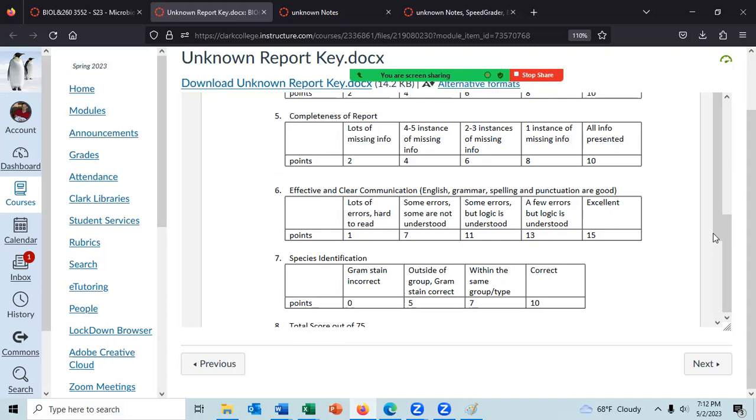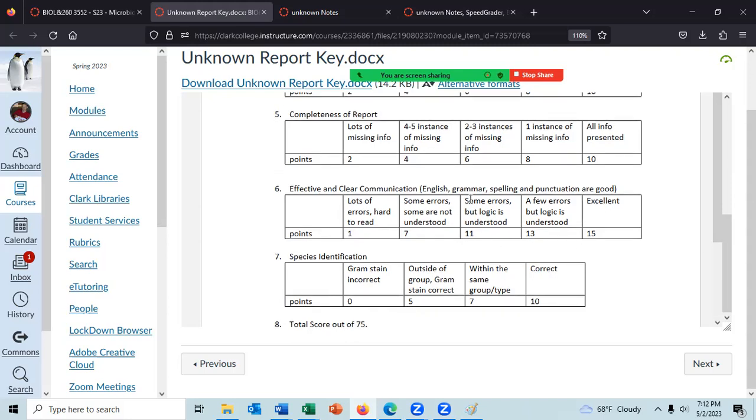Effective communication: was your English good, your grammar good, the spelling good, the punctuation good? If everything's good, you'll get 15 points. A few errors, but logic is understood, you'll be penalized 2 points. Some errors, but logic is still understood, you'll be penalized 4 points. And if you have some errors and I can't understand your logic, you'll be down 8 points.